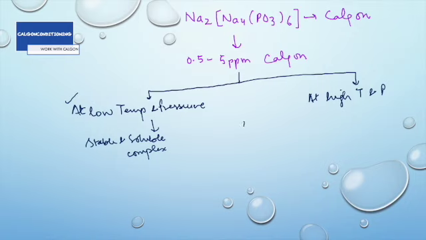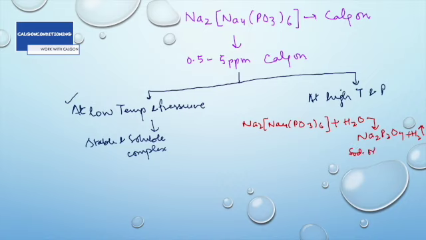Calgon, Na2[Na4(PO3)6], in the presence of water gets converted into Na2P2O7, and hydrogen gas is evolved. So Calgon is converted into sodium orthophosphate. Calgon is converted first into sodium orthophosphate.